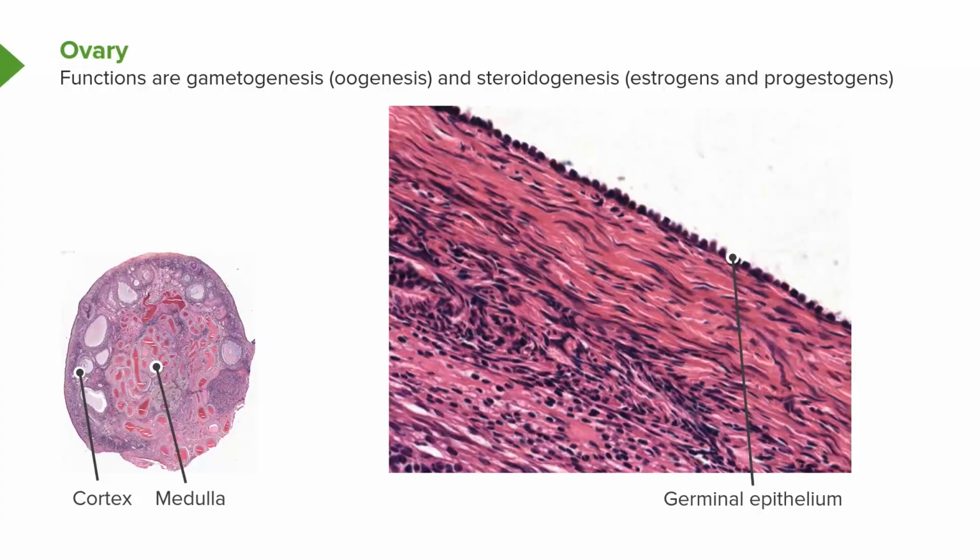And underneath that germinal epithelium is a dense connective tissue layer separating the epithelial surface from the underlying cortex where all the follicular genesis is going to occur. That dense connective tissue layer or coating is called the tunica albuginea.